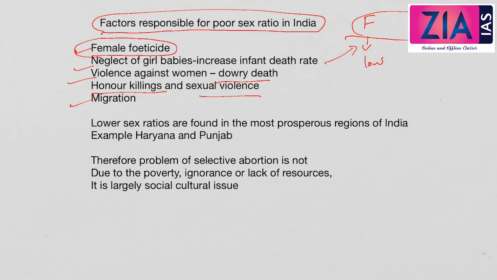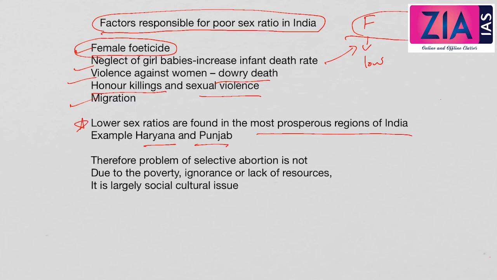Then we have violence against women, dowry deaths, honor killing, sexual violence. All these things are social causes which result directly in a poor sex ratio. And finally, migration also. About migration, we have discussed everything in detail in part 1. Please go there and see if you have any doubt. Then lower sex ratios are found in the most prosperous regions of India. Example, Haryana and Punjab. You can use this as a statement in prelims.